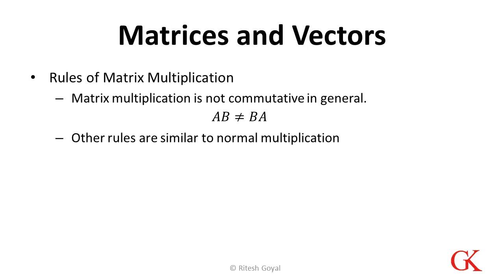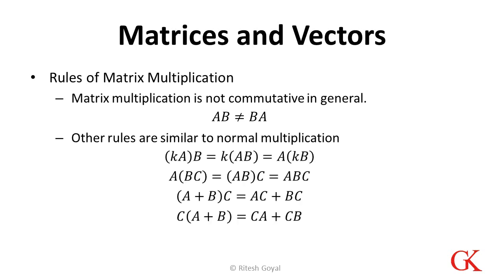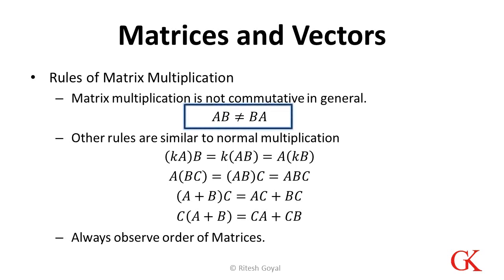The other rules are similar to normal multiplication. It means we can have a scalar multiplication with the matrix multiplication in this manner, or we can have three matrix multiplication. We can change the order. Multiplication order doesn't matter, whether we multiply B and C first and then A, or AB first and then C. Same way addition and multiplication, etc. But always observe the order of matrices in case of multiplication, and always remember AB is not equal to BA in general.